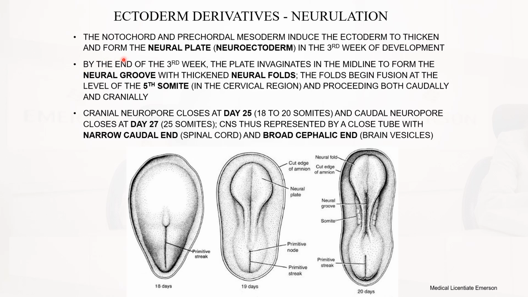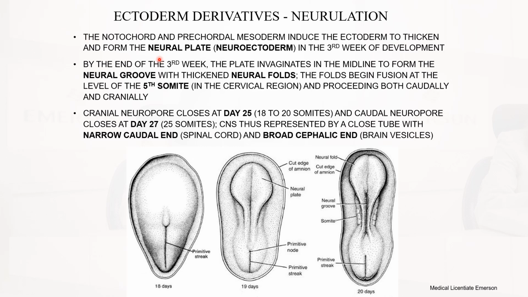By the end of the 3rd week, the plate invaginates in the midline to form the neural groove with thickened neural folds. The folds begin fusion at the level of the 5th somite, in the cervical region, proceeding both caudally and cranially. The cranial neural pore closes at day 25, at 18 to 20 somites, and the caudal neural pore closes at day 27, at the 25th somite. The CNS is thus represented by a closed tube with a narrow caudal end, which will be our spinal cord, and the broad cephalic end, which will be our brain vesicles.